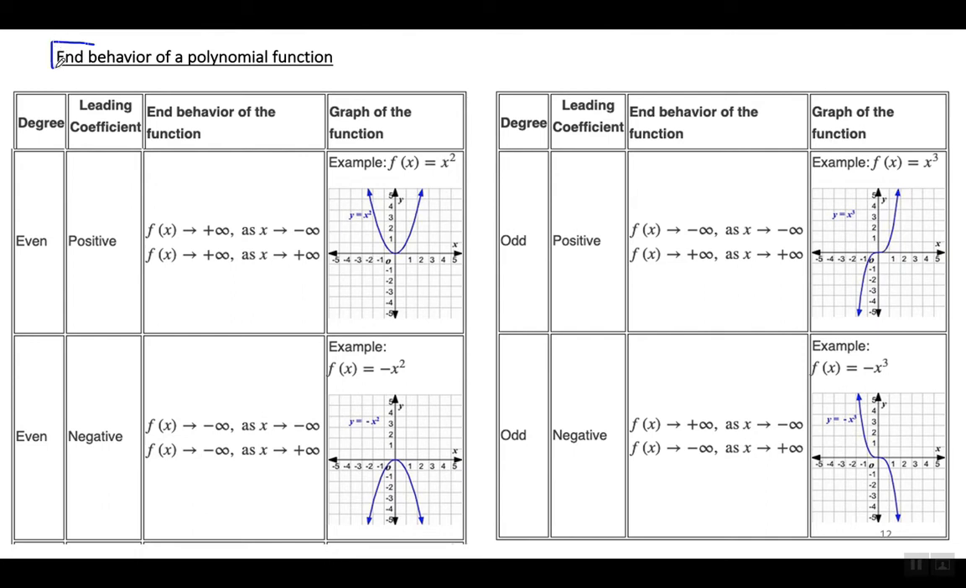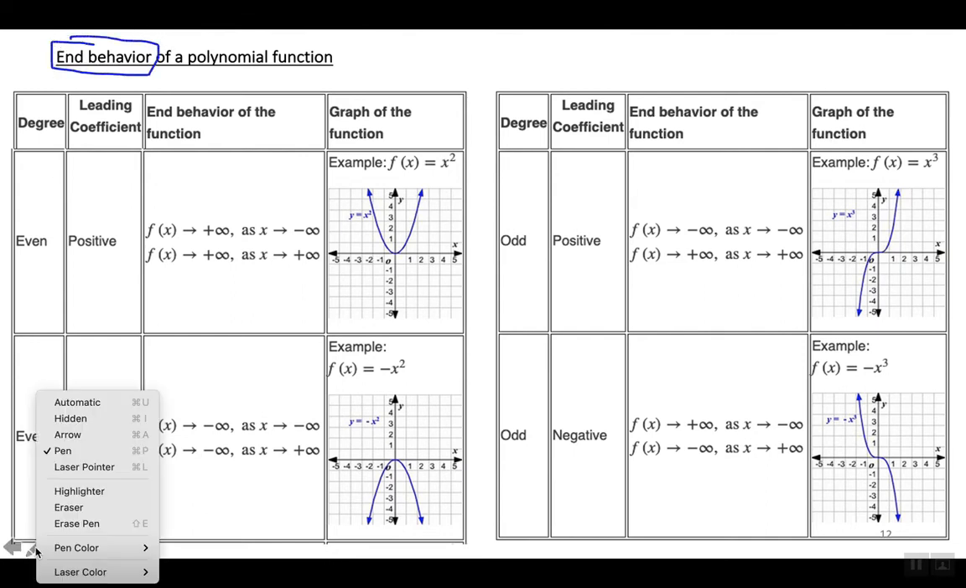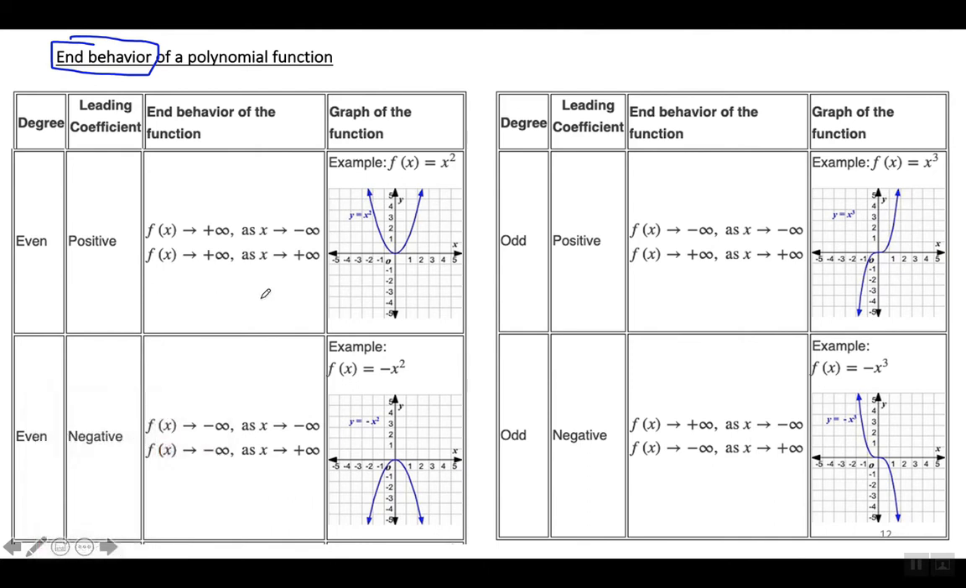First of all, end behavior. Let me change the color of my pen so I can show you what I'm talking about. The end behavior is talking about the ends of the graph. How are they behaving? Where are they going? This part here, this part here, this part here, and this part here. Where are they going? That's what the end behavior is referring to.